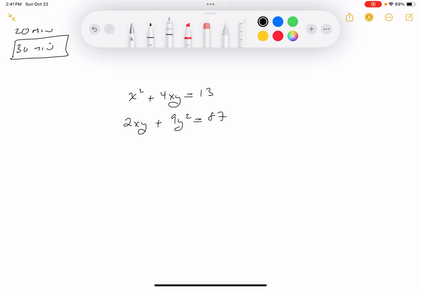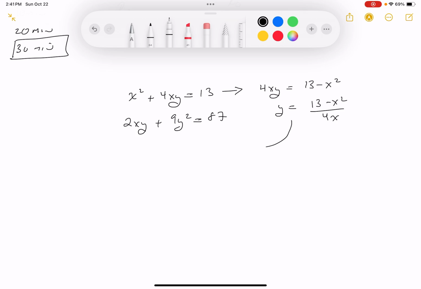I'm looking at this wondering what to do, and I'm thinking that maybe the first equation looks pretty easy to solve for y. So I'm going to write that down. 4xy is equal to 13 minus x squared. I'm trying to use a technique called substitution, by the way. And then y would equal 13 minus x squared over 4x.